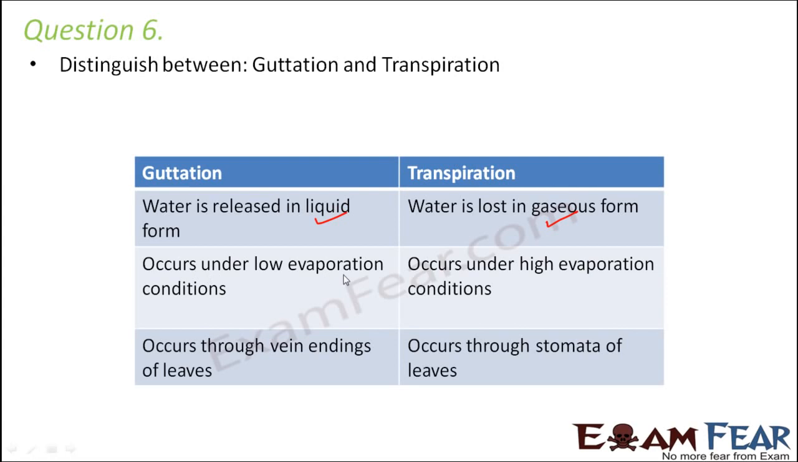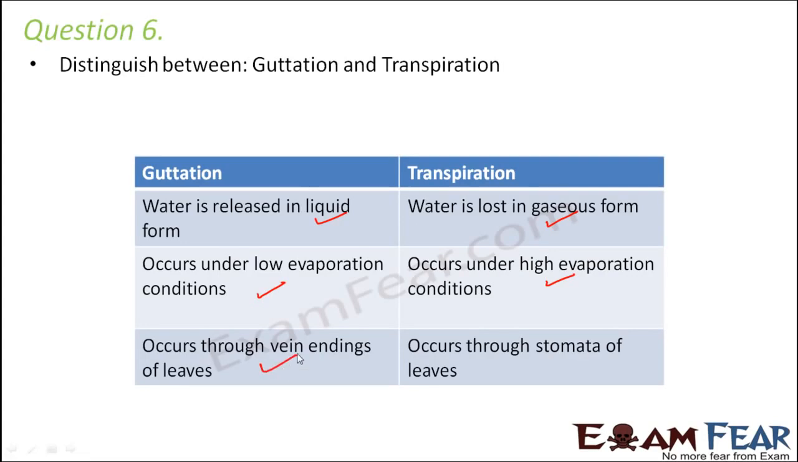Guttation occurs under low evaporation conditions. So you don't really need evaporation conditions like high temperature. For transpiration, you need such evaporation conditions. So whatever things you need to boil water, to evaporate it, similar conditions are required for transpiration to take place.